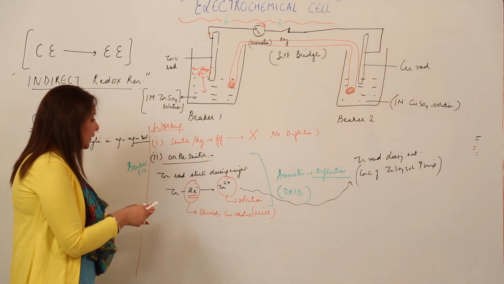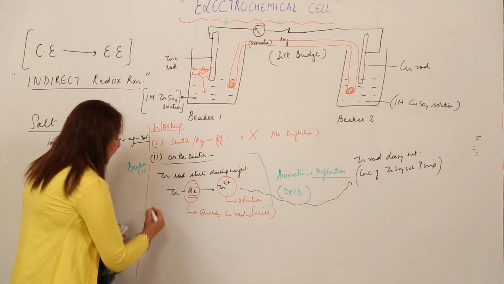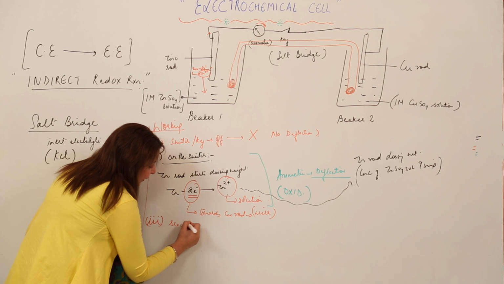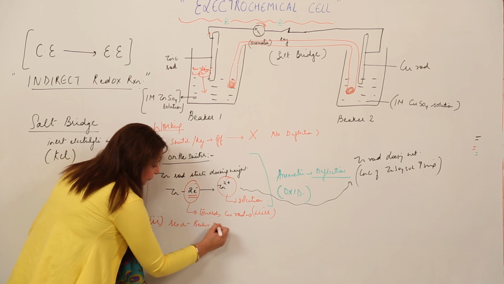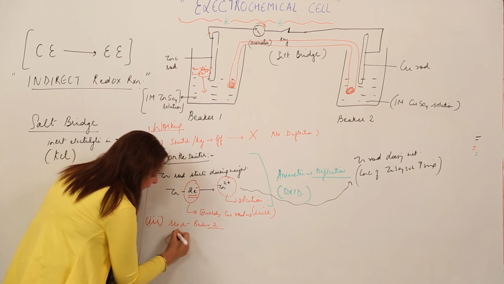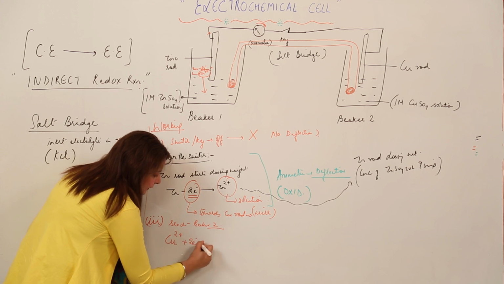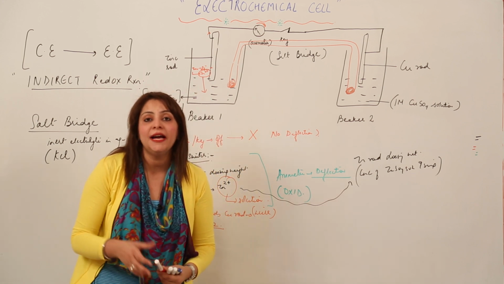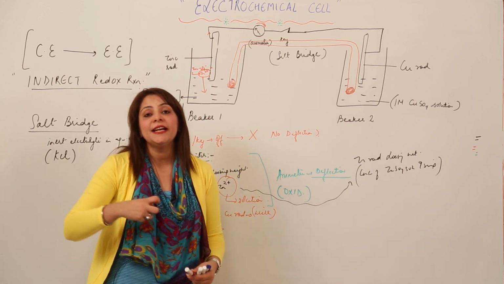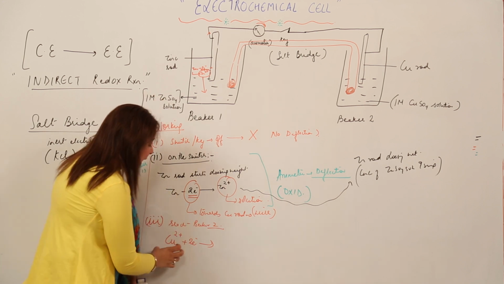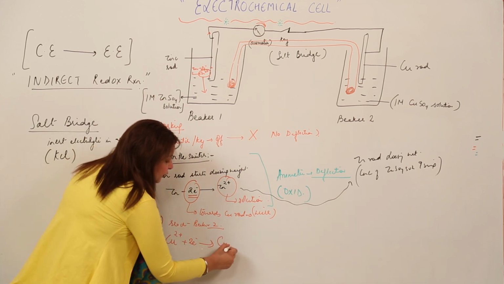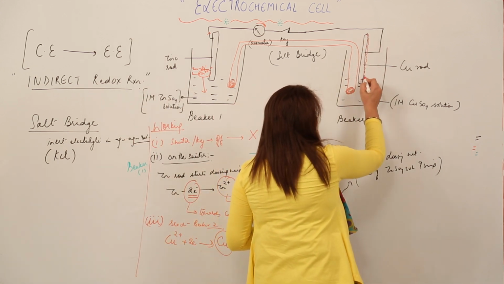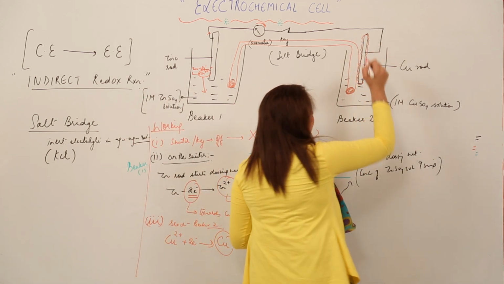Now what happens when they reach the copper rod, or when they reach beaker 2? These electrons are picked up by the copper ions, right? As we know, it is a solution, so obviously copper ions and sulfate ions are present. These electrons are picked up by the copper ions, and these copper ions get converted into copper atoms, and this copper starts depositing on the copper rod.